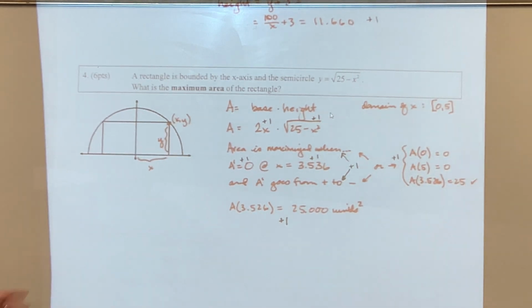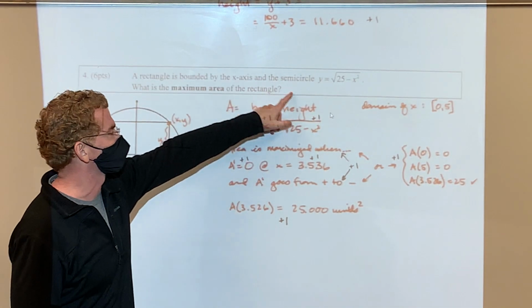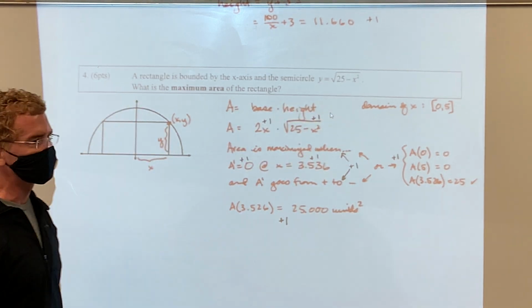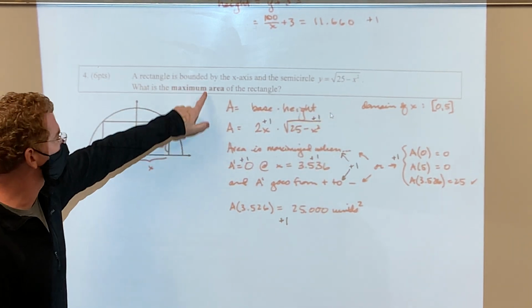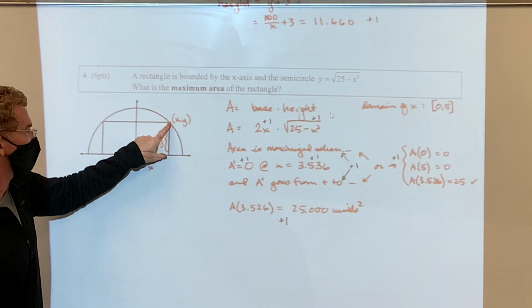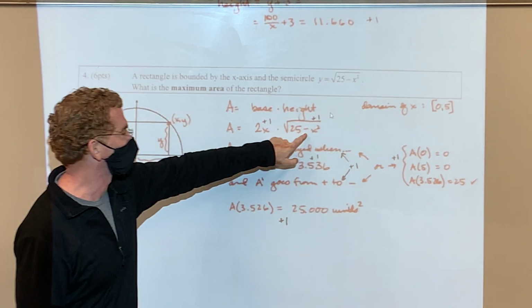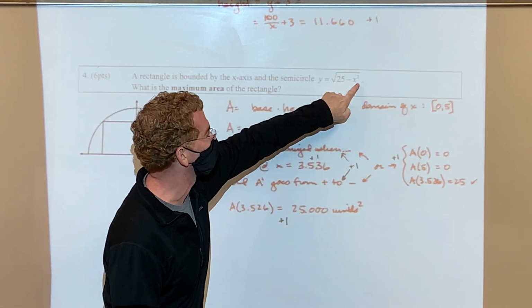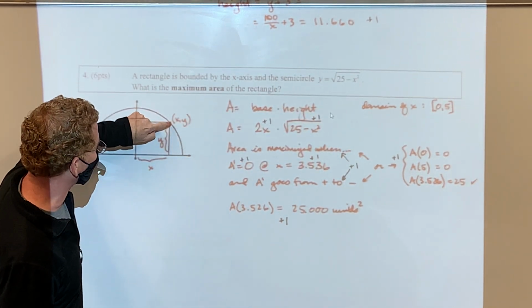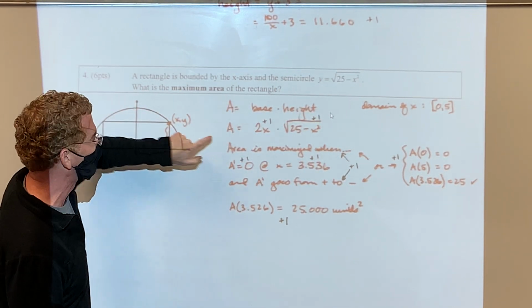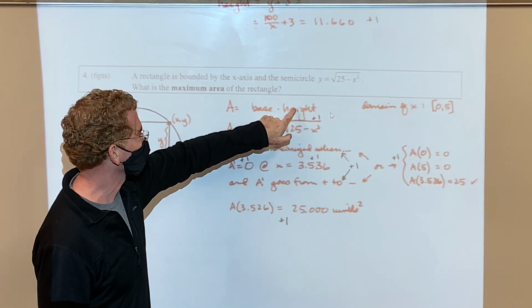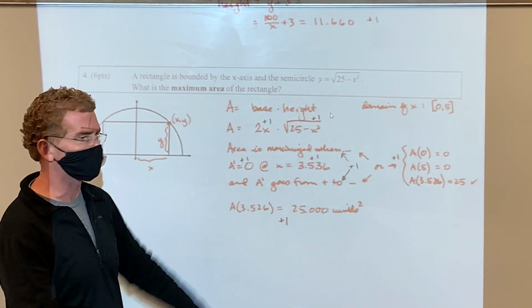Anyway, the last one, again, we've seen problems like this before. There's a rectangle. We've seen exactly this problem, except maybe that 25 was changed. But again, if I'm finding maximum area, it's not x times y, it's 2x times y. And the y is just the y coordinate of any point on this circle. So I make a substitution for the height there, and then I'm going about my business.